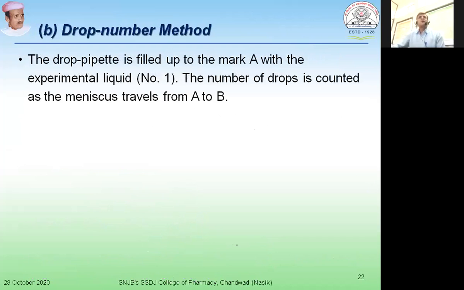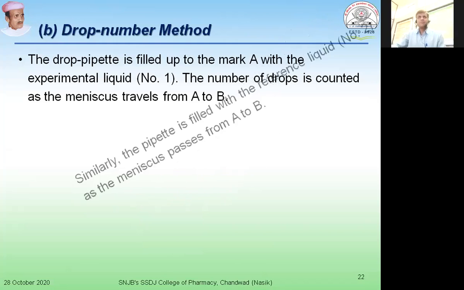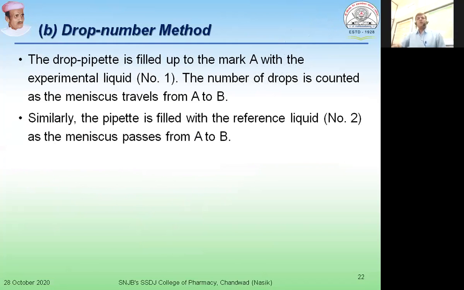Next is the drop number method. The same stalagmometer or drop pipette is used for this method as well. The drop pipette is first filled up to the mark A with the experimental liquid, and the number of drops is counted as the meniscus travels from mark A to mark B. Now you have noted down the number of drops of the experimental liquid which are formed when it runs from mark A to mark B.